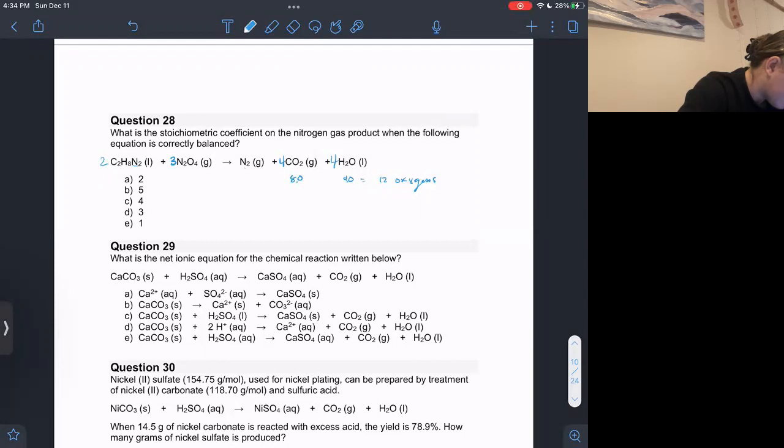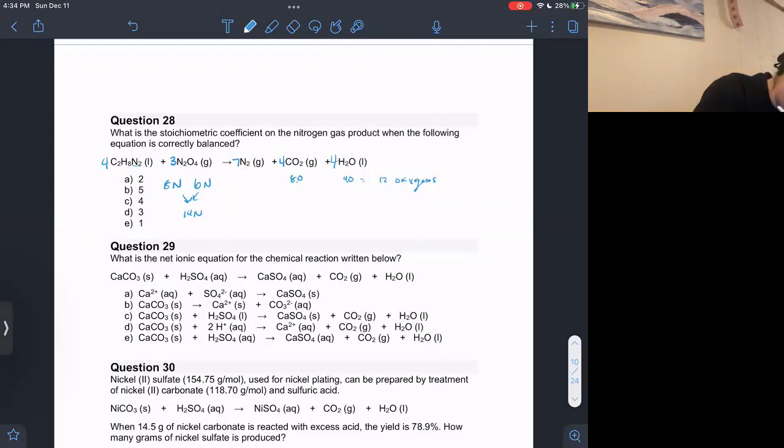Nitrogen is 3. Oh, because this is not a 2 anymore. This is a 4. Okay. Then I have 8 nitrogens and then 6 nitrogens. So this goes to 14 nitrogens. This needs to be a 7. Okay, let's check all of them again.